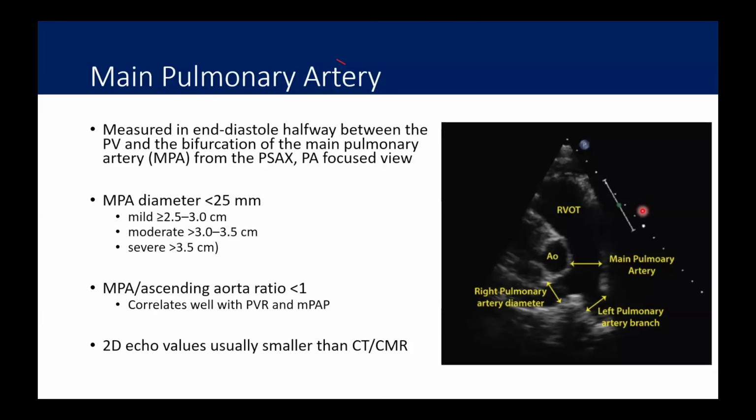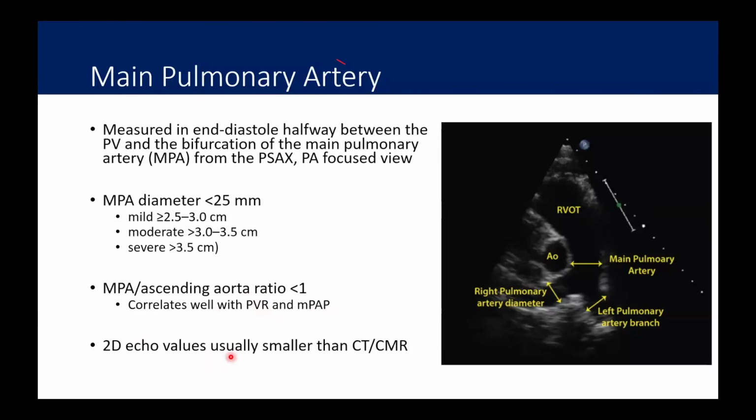An important adjunct to the MPA is to get the ratio of the MPA to the ascending aorta. And that's because a ratio of one or greater is abnormal, and it's been shown to be a strong predictor of both the presence and the severity of PH because it correlates quite well with your PVR and your mean pulmonary arterial pressure.